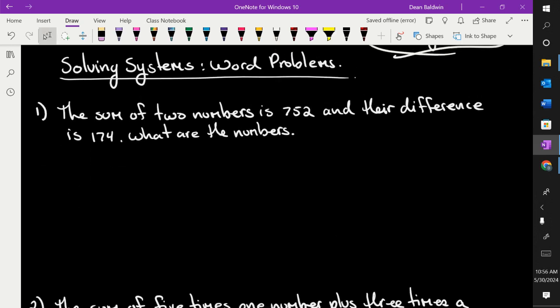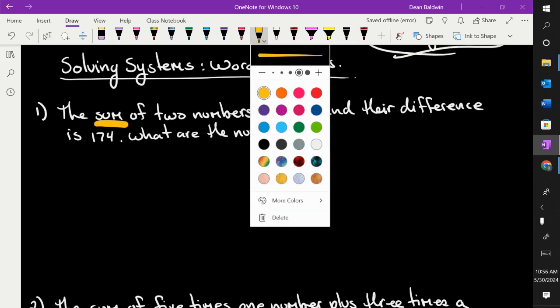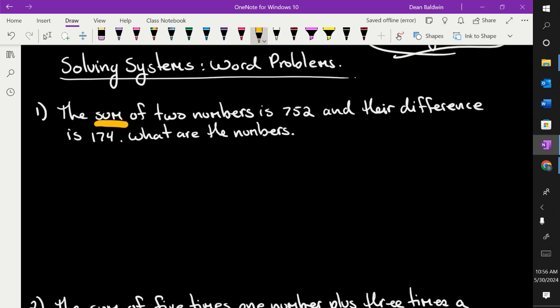So the sum of two numbers is 752. If you're converting words into math, what does the word sum mean? How do you get the total? Adding. Sum means adding. Okay? Of two numbers is 752. If you see the word is, that means equals. So this part of the sentence is our first equation.